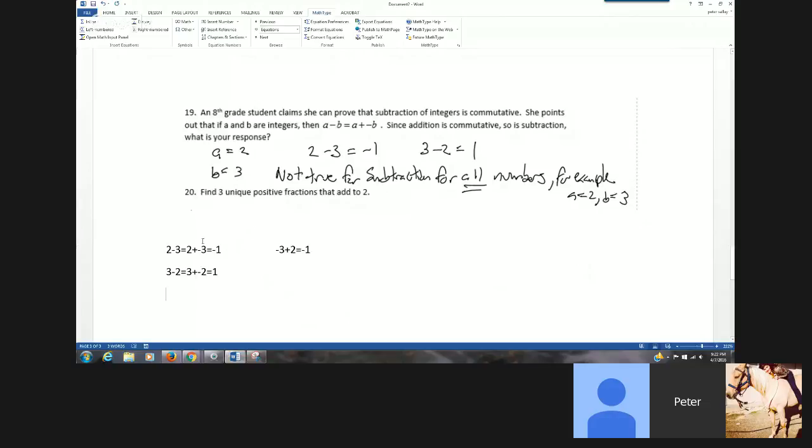So the student misunderstood. They said that this and this are equivalent simply because you can translate it into addition, but this statement and this statement are not the same. They don't mean the same thing. So that's all you had to do to show it, just a situation where that doesn't work. If that makes sense. All right.